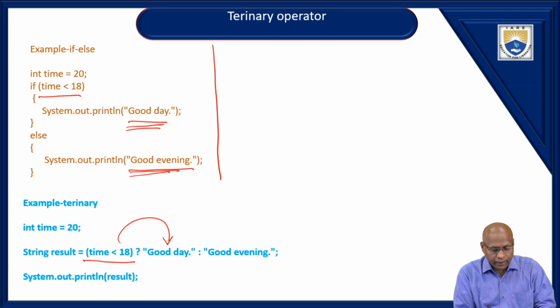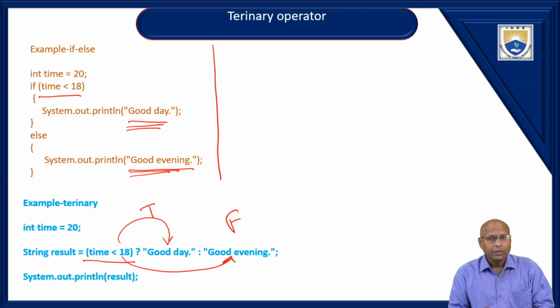Similarly here also, if the condition is false, the control comes to this part. So this is my true part. This is my false part. So you can write it in a single line. So this is the way it works.